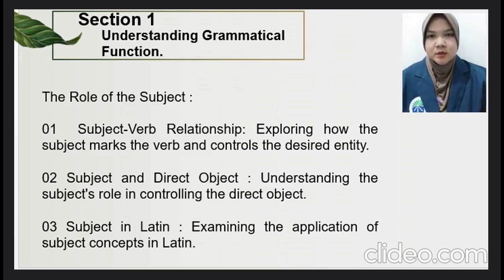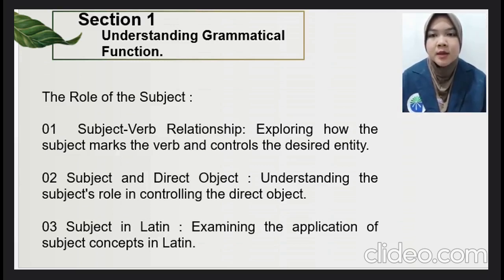Grammatical functions. Understanding grammatical functions entails comprehending the roles that different elements of language play within a sentence. Let's delve into each subject of understanding grammatical functions. Number one, subject-verb relationship, is exploring how the subject marks the verb and controls the verb.